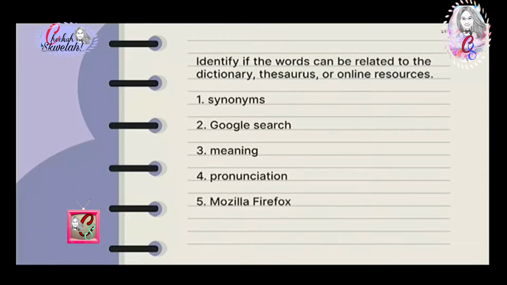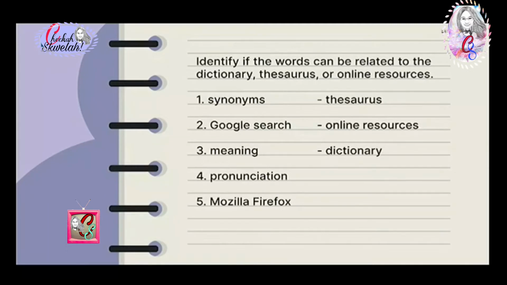So, are you thrilled to know your scores? The first answer is thesaurus. We can find synonyms of words in thesaurus. The answer for number 2 is online resources. Yes, Google search is an example of online resources. For number 3, the answer is dictionary. We can find the meanings of words in a dictionary.